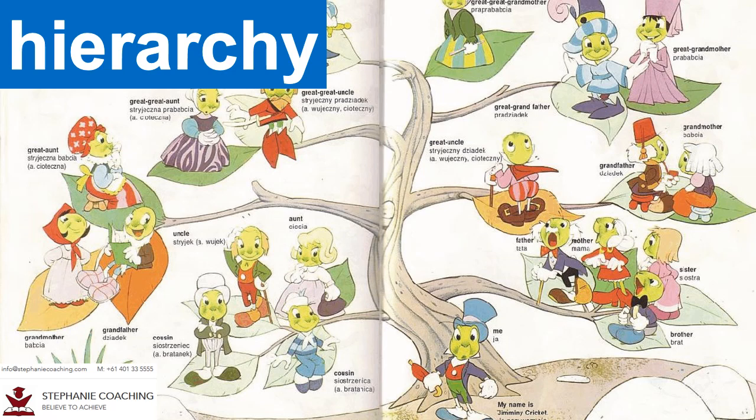Word number 21 is hierarchy. A hierarchy is a system in which members of society are ranked according to status or authority. It's a social scale or class system. For example, in a traditional family, members follow a hierarchy where grandparents receive more respect than children simply because they are the oldest. Don't forget the letter E in the word hierarchy.